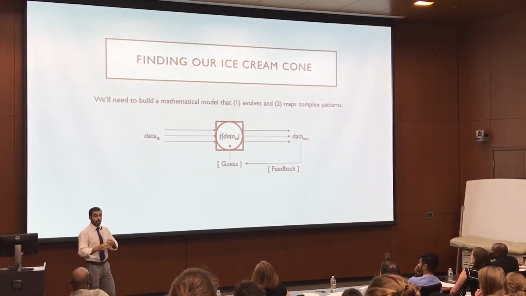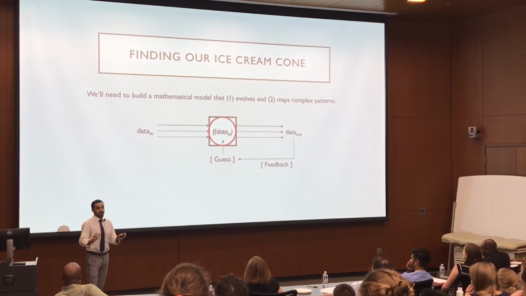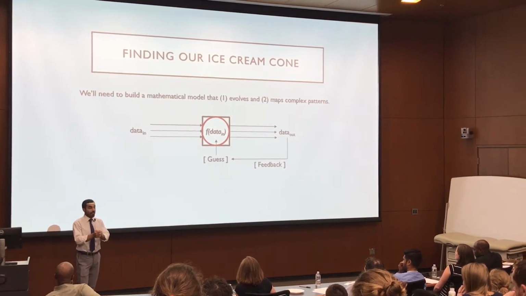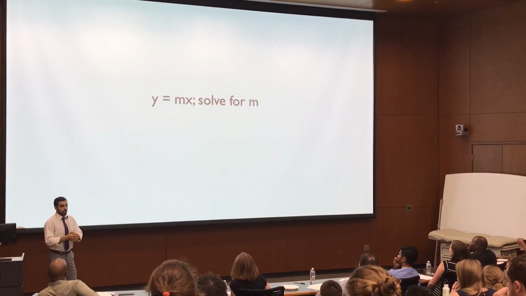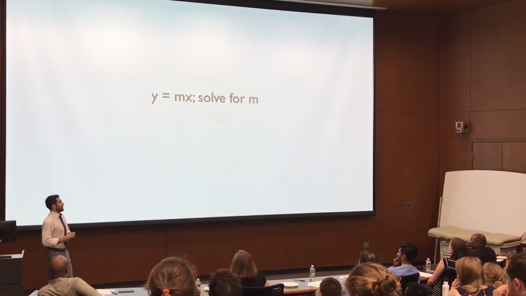So let's use this process to teach a computer to recognize an ice cream cone. All we need is a mathematical model that can learn any complex pattern. And it sounds really complicated, but let's start simple. So how could a computer solve for the slope in the linear equation y equals mx? I bet you didn't know there'd be some math today.